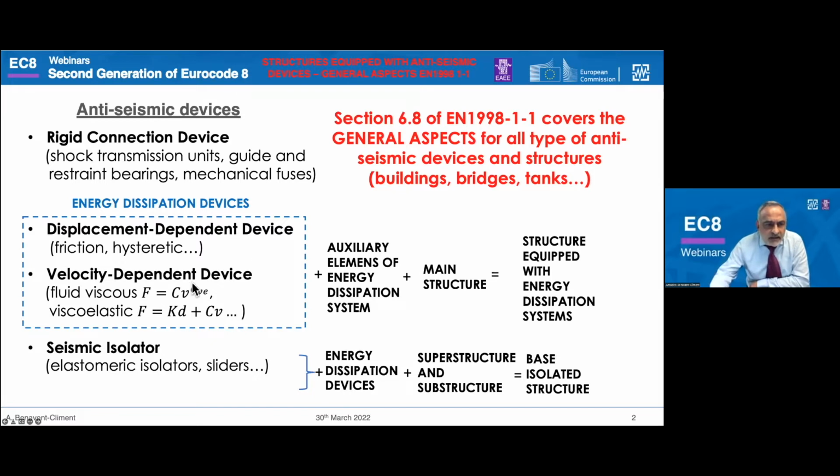If we combine energy dissipation devices with a main structure and with auxiliary elements that connect the main structure with the dampers, we have what we call in the Eurocode 8 the structure equipped with energy dissipation systems. On the other hand, if we combine seismic isolators with energy dissipation devices, if needed, and with a superstructure and a substructure, we have a base isolated structure.